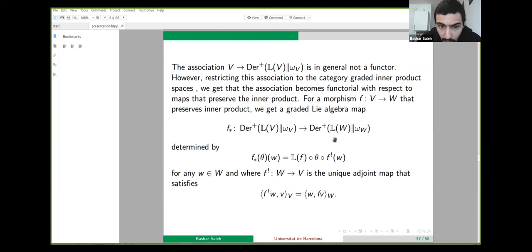And so we have a map in the reverse direction, W to V, that is the adjoint map to F that satisfies the following equality. So we apply it first, then we apply our derivation, and then we go back by this. So this is really having a derivation here, we get the derivation here. So in this way, it becomes functorial.